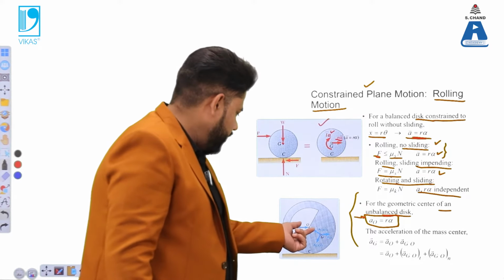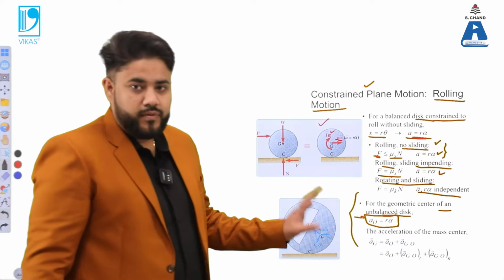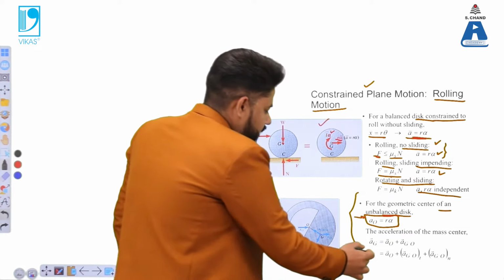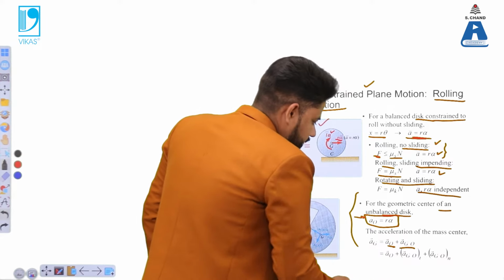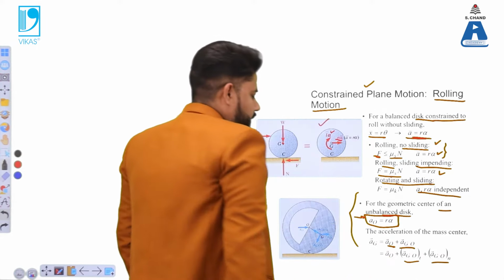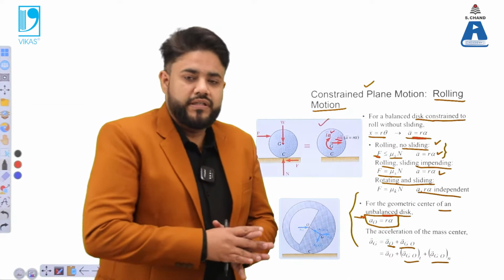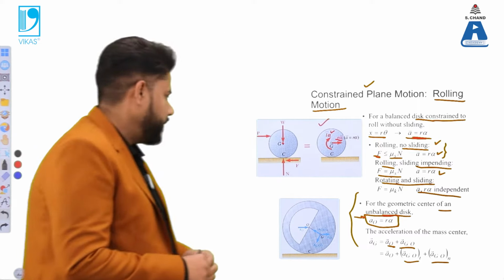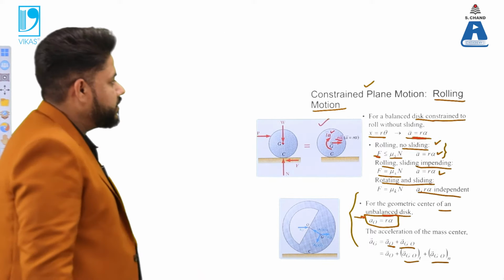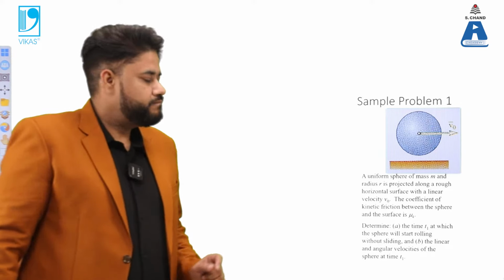And if you want to find the associated acceleration for g, that would be a naught plus ag slash o, and ag slash o can also be converted or interpreted in terms of tangential and normal components. Now let us come to certain problems which involve the same concept.